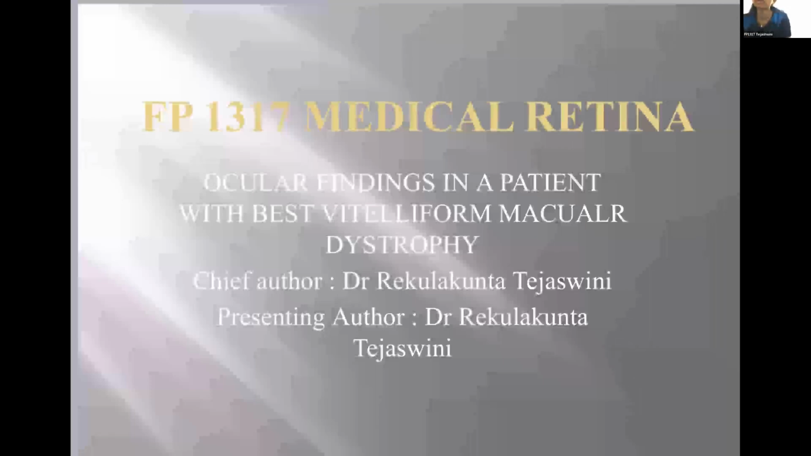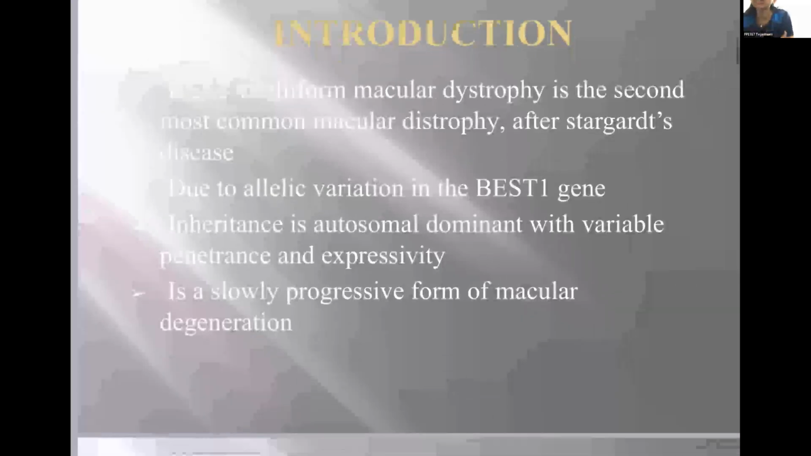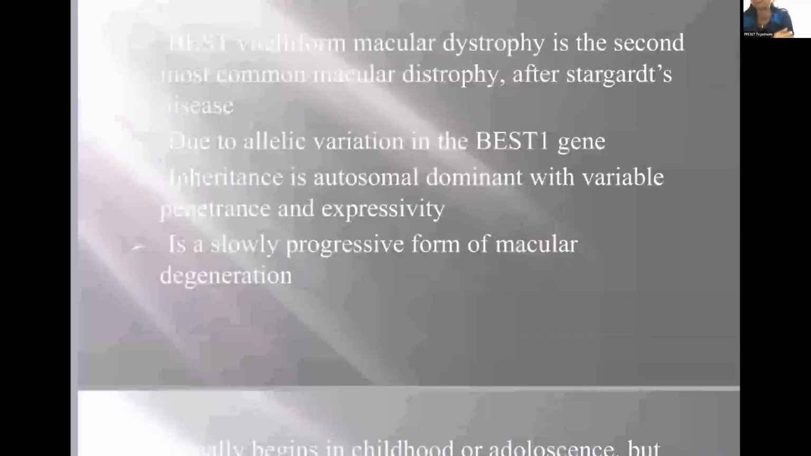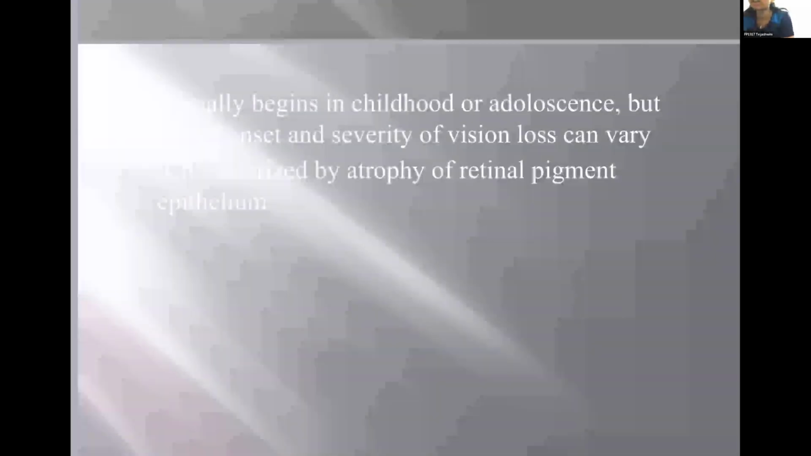I'll be presenting on ocular findings in a patient with Best vitelliform disease. Coming to the introduction, Best vitelliform macular dystrophy is the second most common macular dystrophy after Stargardt's disease. Due to allelic variation in the BEST1 gene, inheritance is autosomal dominant with variable penetrance and expressivity, and it might even be autosomal recessive as well. It is a slowly progressive form of macular degeneration, usually beginning in childhood or adolescence, but age of onset and severity of vision loss can vary. Characterized by atrophy of retinal pigment epithelium.